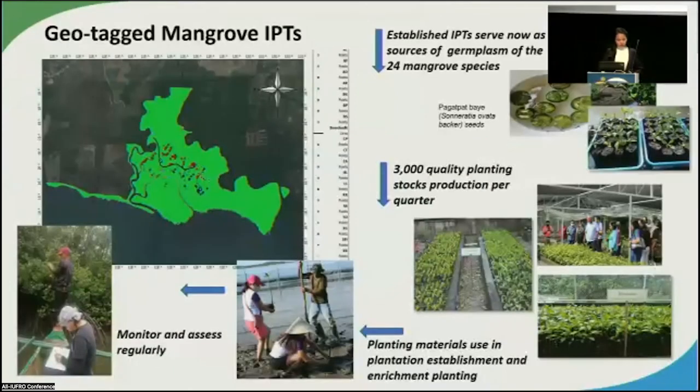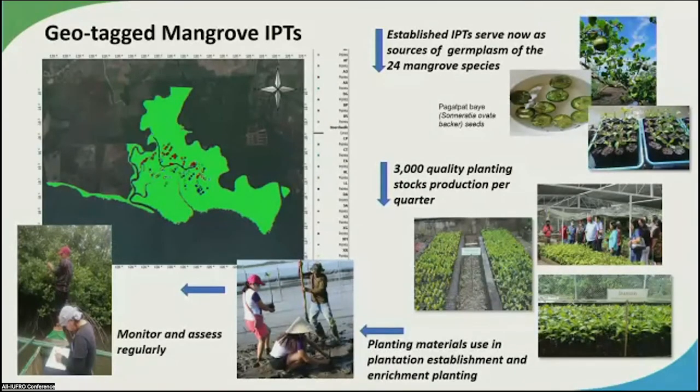Again, after identifying those individual plus trees, we geotag them. In this map, you can see the color-coded points based on the species. That is a total of 115. The established IPTs now serve as sources of planting materials in our area and also germplasm of those 24 mangrove species. These are the mother trees where we collect seeds of mangroves, propagules, and then we conduct some sort of treatment on the seeds that we collected. And we use these seeds in our production of planting stocks.